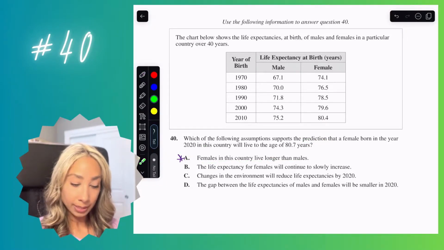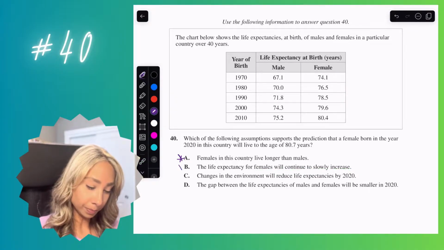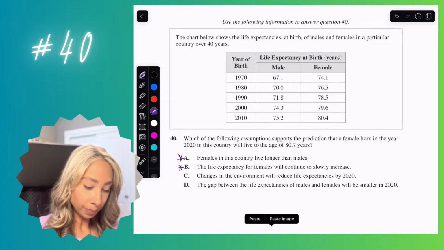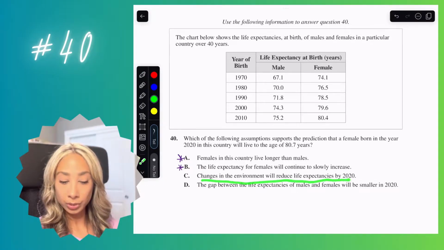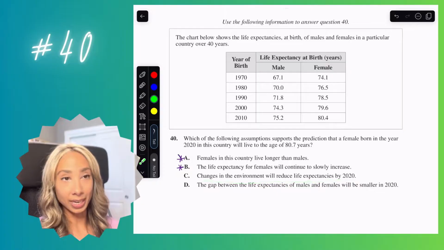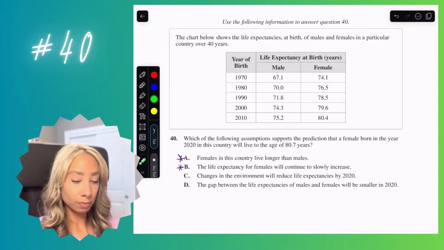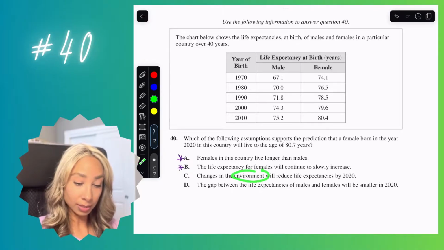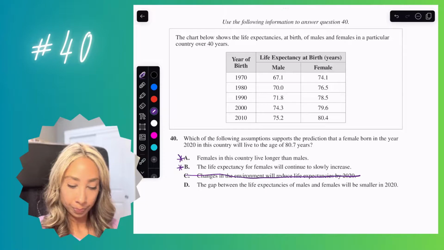B: The life expectancy for females will continue to slowly increase. Now I do like that because we can see they are slowly increasing. So I like that one as well. C says changes in the environment will reduce life expectancies by 2020. Well, we have nothing that really talks about anything in the environment, so that one would not work.